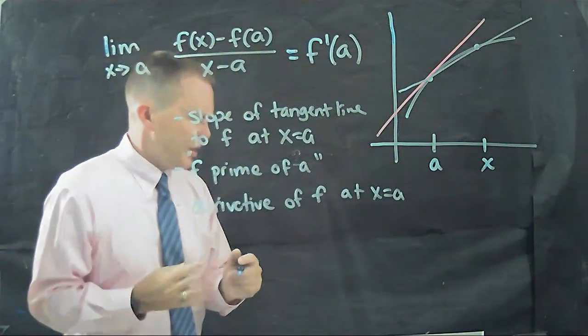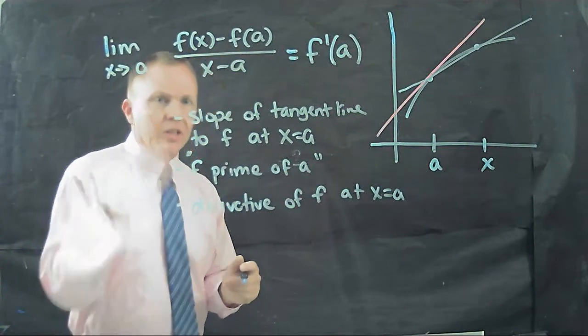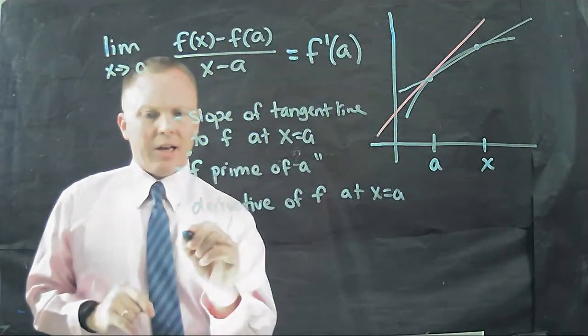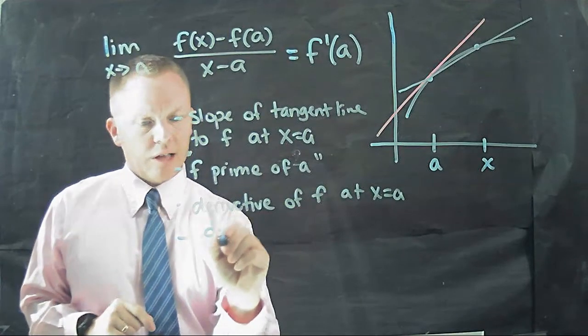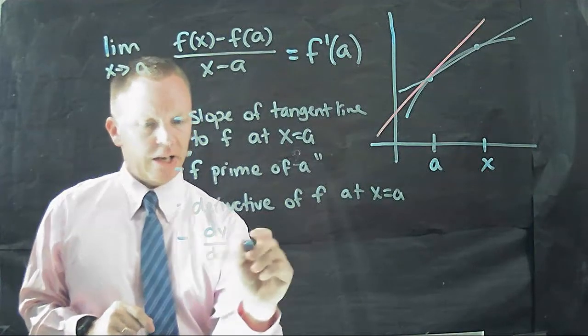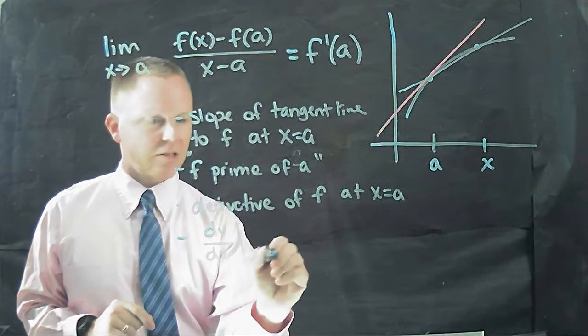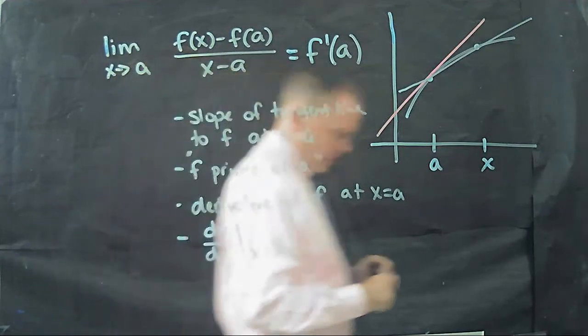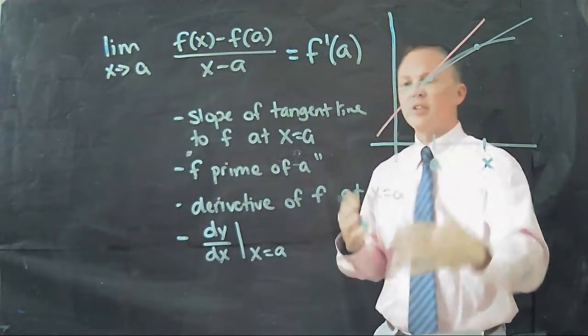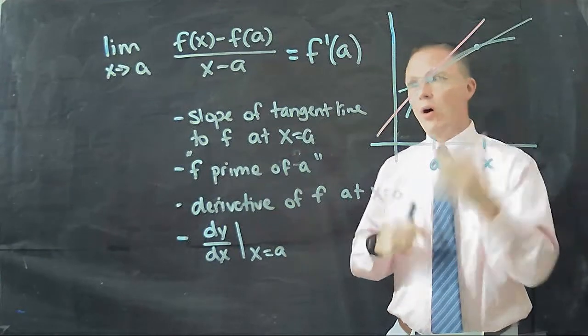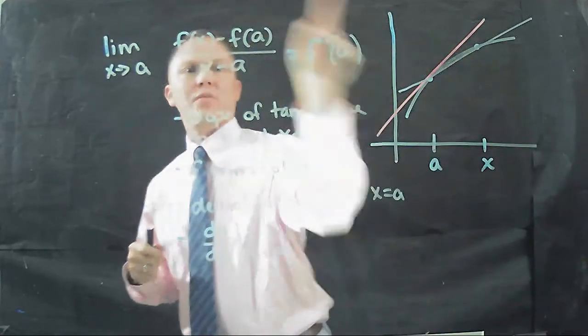Let's see. Slope of the tangent. It's the derivative of f at x equals a. Sometimes you'll see it written like this: dy/dx when x equals a. I'm just listing out different ways of explaining or representing that quantity, the answer to this limit, whatever it is.